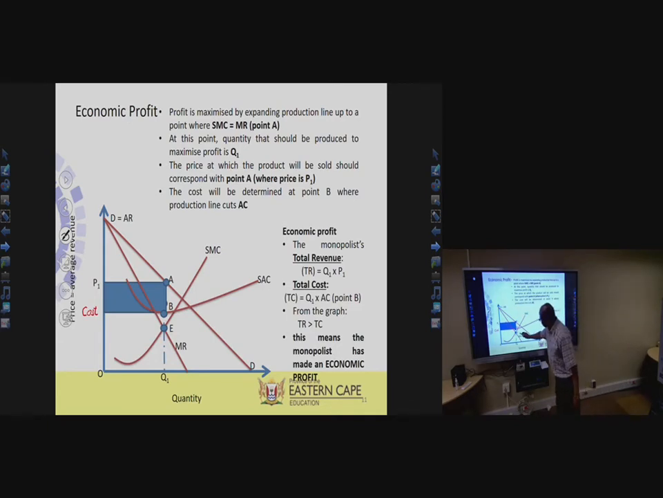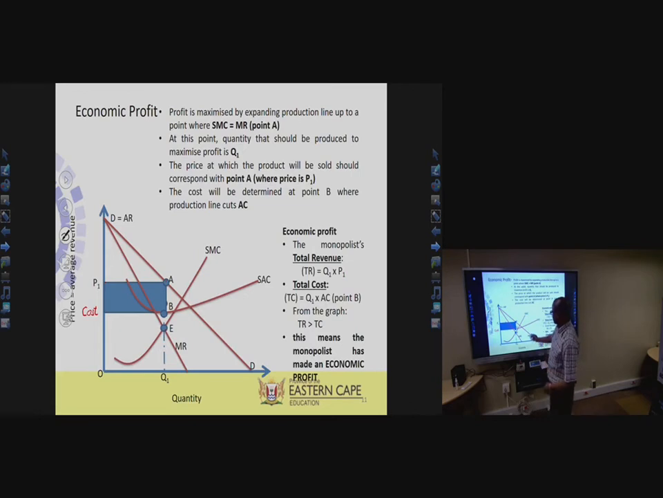Can we see there is our MC. It cuts our MR just like in the perfect market. And that's where we maximize the profits. This is our point E, as you can see. But as said earlier on, the monopolies are using the AR to determine the price. Okay, then there it is.